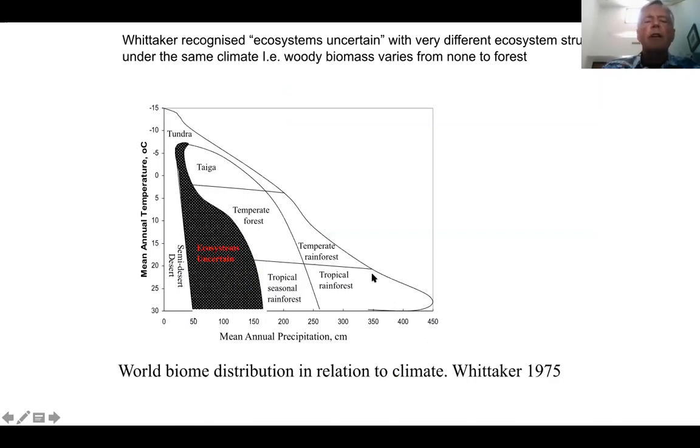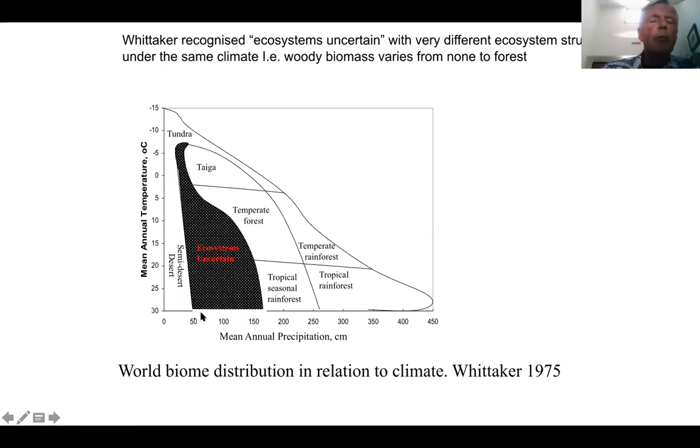This is actually a figure, again, of the biomes that was created by one of the important players in the recent history of ecology, Robert Whittaker. And what Whittaker recognized was that in this map of biomes, from tundra to tropical rainforests and so on and so forth, there was a great big area that he called ecosystems uncertain. I'm not even sure if that's what it says there, but that's what he called it. That's the black stippled area here.